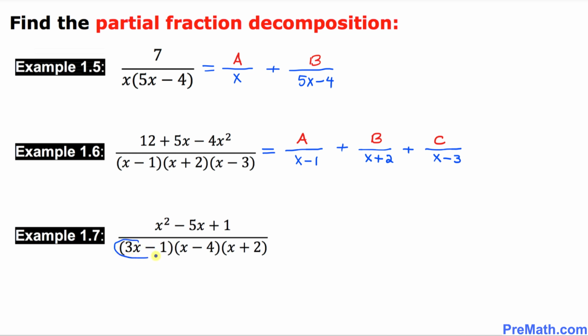And now let's do the next example. Once again at the denominator we have three linear factors, as you can see. So we are going to write down now 3x minus 1 for the first fraction, and then x minus 4 for the second one, plus, always put a plus sign in between these fractions, x plus 2. And your next step is we are going to put down A, B, and C, and that is our answer.